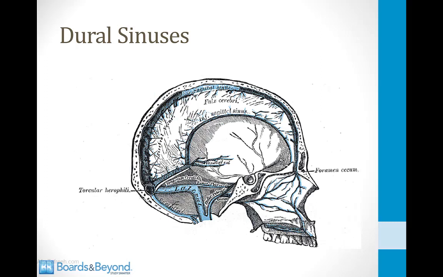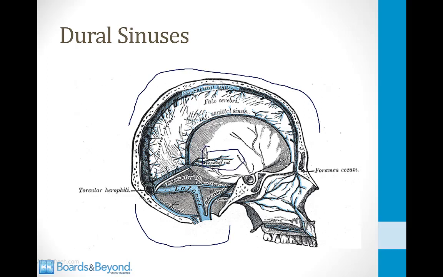This is a picture from Gray's Anatomy of some of the dural sinuses. There are more than are shown in this picture. This is the sagittal sinus up here along the top. Down here is the lateral and occipital sinuses. The vein of Galen is here in the middle of the screen. And there are many others that you can see in other anatomical drawings.